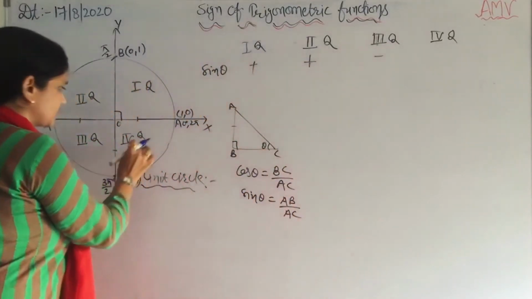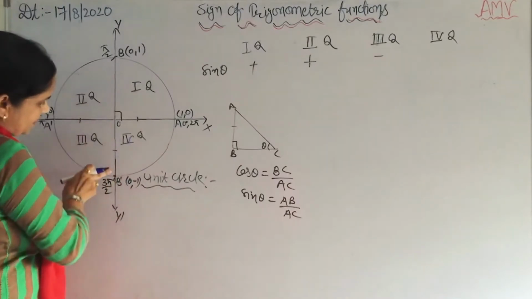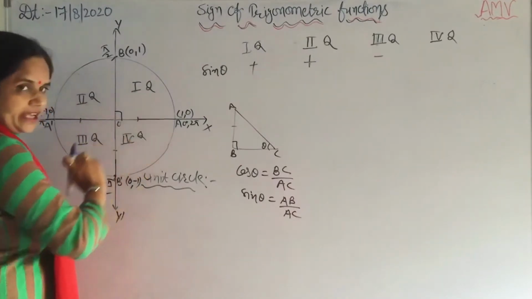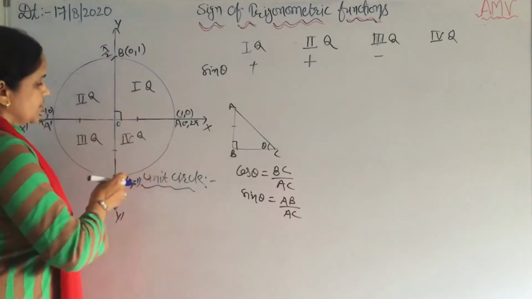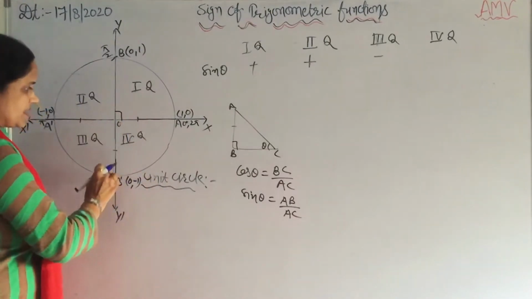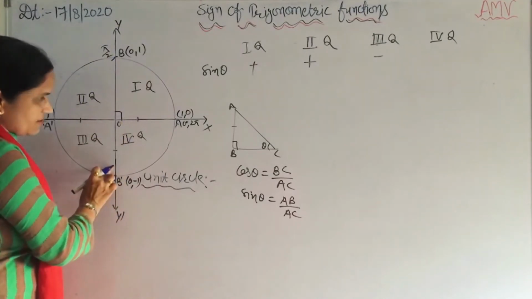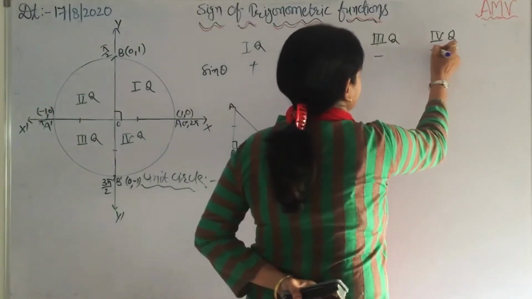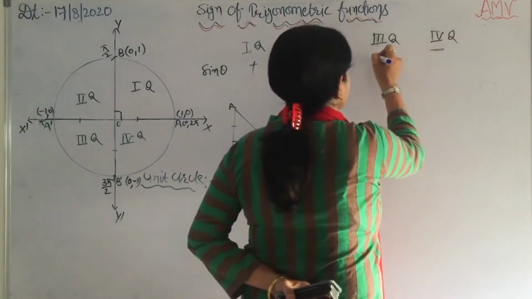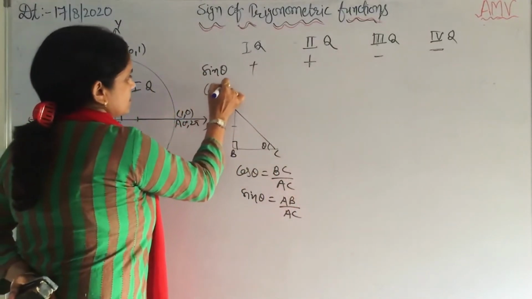Now in the fourth quadrant, it is OB dash and OA, and this side is the perpendicular. For the sign of sine you have to see the perpendicular line, which means the y-axis. So it is the negative y-axis, and in the fourth quadrant sine is negative. Now come to the next, cos theta.